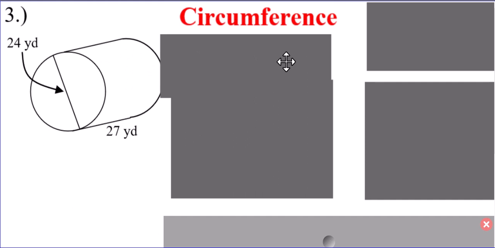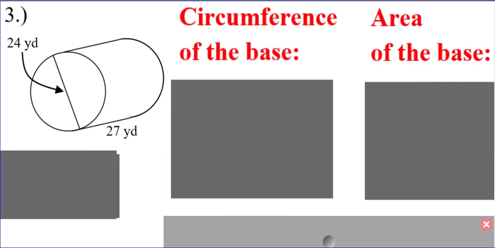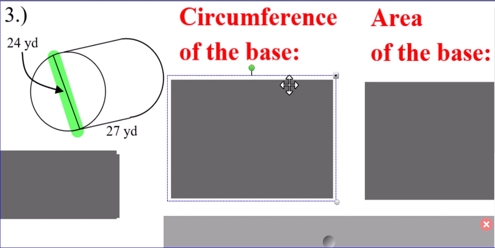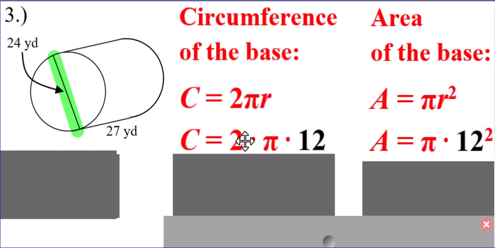And we need to get the circumference of the base and the area of the base as well. But watch out. This 24 yards is not the radius. The radius would only go from the center to the edge. So this is the diameter. Divide that by 2, and you will get the radius of 12. So check your work. Did you use 12 as the radius?